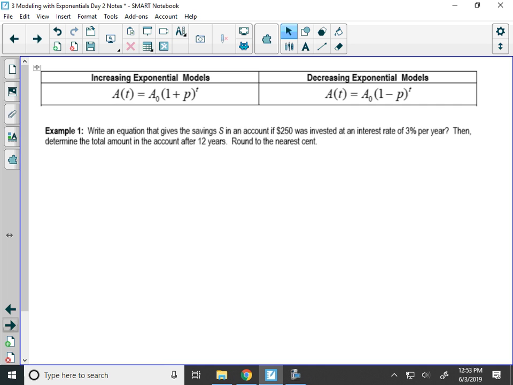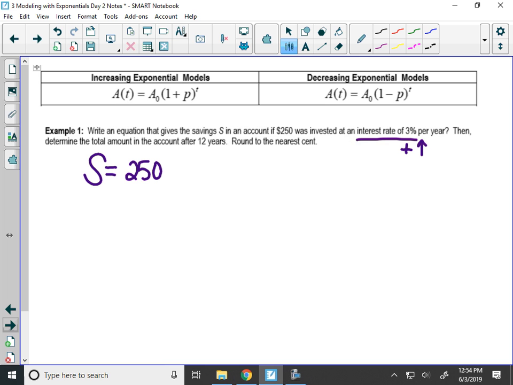Write an equation that gives your savings if you invest $250 at an interest rate of 3% every year. Then figure out how much money is in the account after 12 years. Well, if you have an interest rate of 3%, that means that you are increasing, going up. So, we're going to write a model. The amount of our savings starts with $250. Now, because we're increasing by a percent, we're going to use this idea of 1 plus the percent. Now, 3% as a decimal is 0.03.